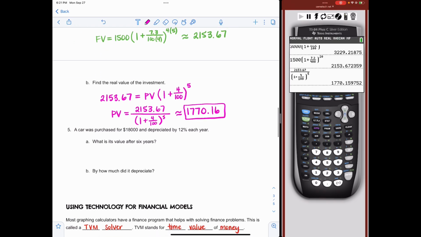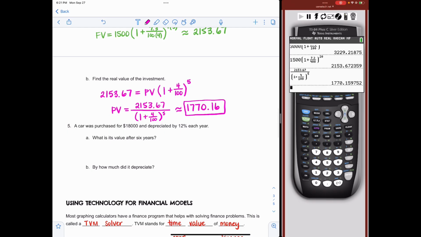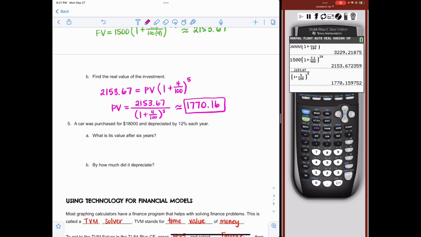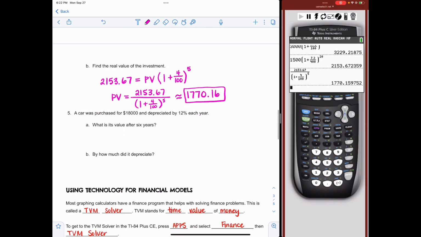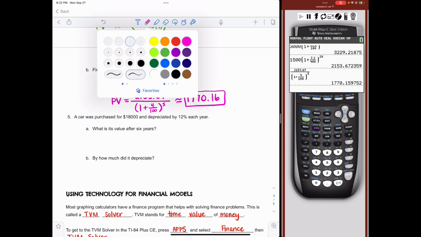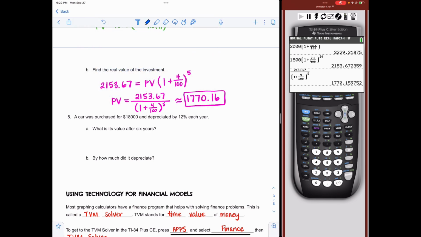So basically, the real value of that money is $1,770.16, which is less, because that money is going to be worth less in the future. All right. So let's look at number 5. A car was purchased for $18,000 and depreciated by 12% each year. What is the value after 6 years?